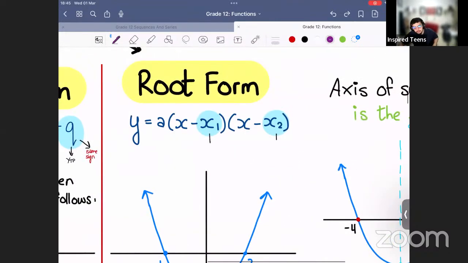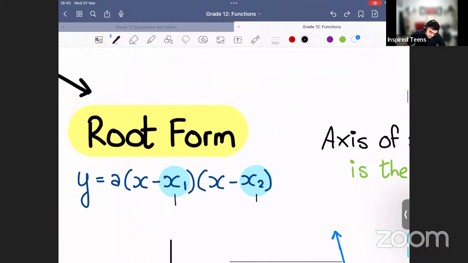Let's talk about root form. Root form is y is equal to a open brackets x minus x1, open brackets x minus x2. Now, when we talk about roots, we could also call this x-intercept form. The reason is because a root is an x-intercept. They are one and the same thing. An x-intercept again is a line that crosses the x-axis.